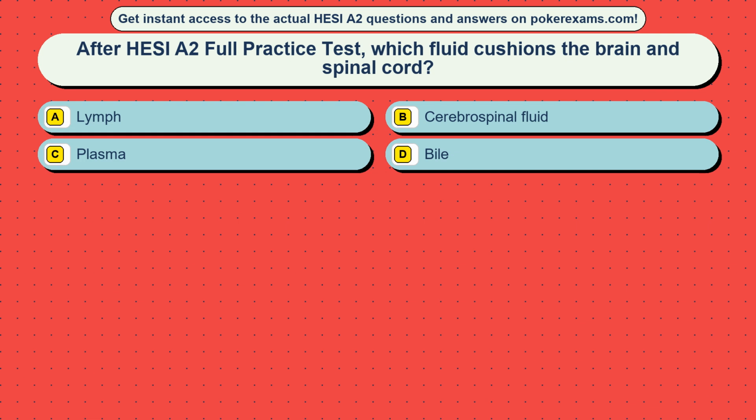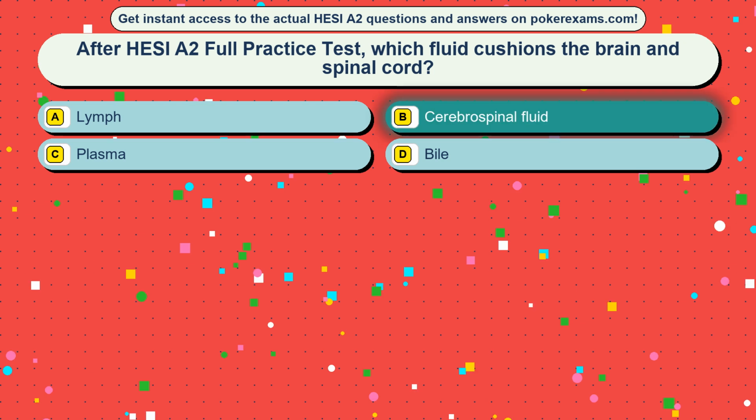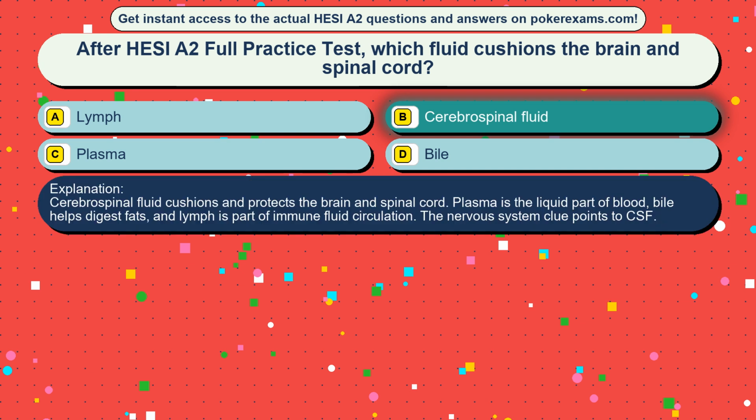Question 16. After HESI A2 full practice test, which fluid cushions the brain and spinal cord? Option A, lymph, option B, cerebrospinal fluid, option C, plasma, option D, bile. The correct answer is option B, cerebrospinal fluid. Cerebrospinal fluid cushions and protects the brain and spinal cord. Plasma is the liquid part of blood, bile helps digest fats, and lymph is part of immune fluid circulation. The nervous system clue points to CSF.